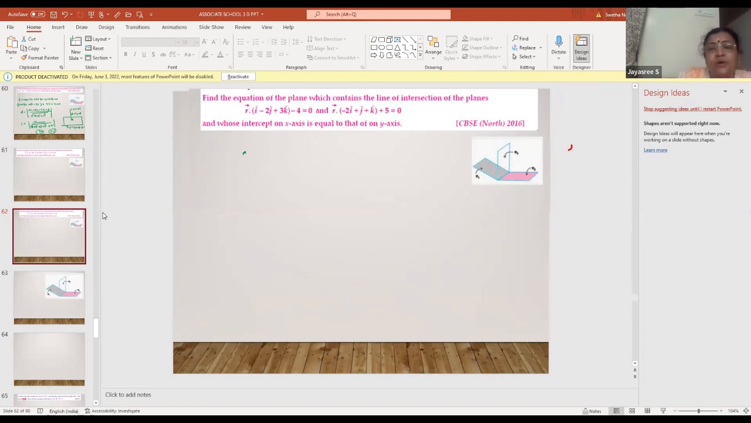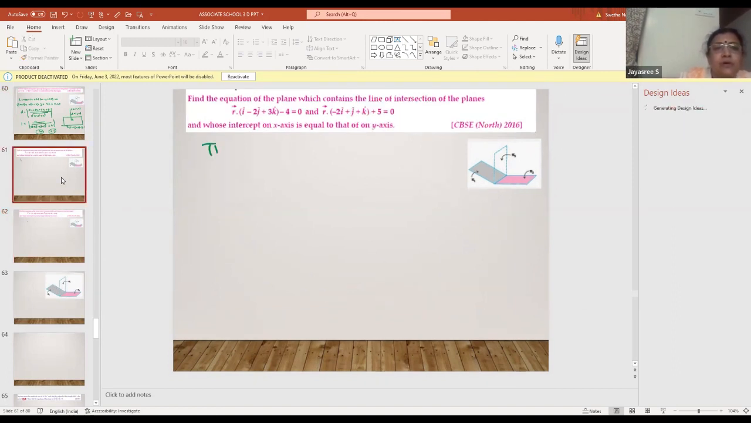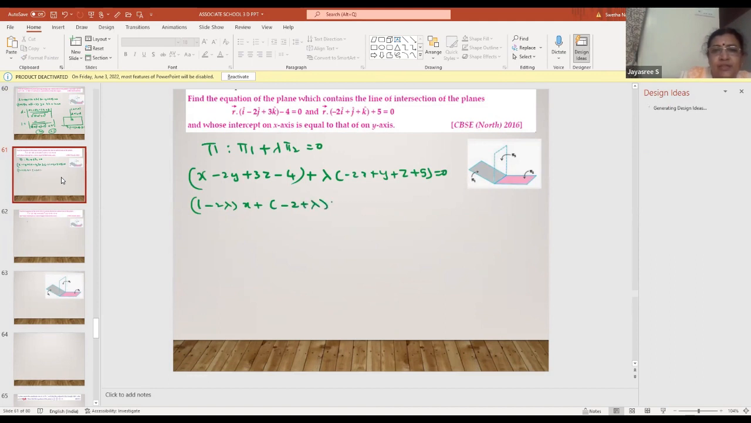They can change like that. So for this also, we frame pi is equal to pi 1 plus lambda pi 2 equal to 0, the same pattern. Grouping will be done here also. x minus 2y plus 3z minus 4, plus lambda times minus 2x plus y plus z plus 5, equal to 0. Grouping will be (1 minus 2 lambda) into x plus (minus 2 plus lambda) into y plus (3 plus lambda) into z plus (minus 4 plus 5 lambda) equal to 0.